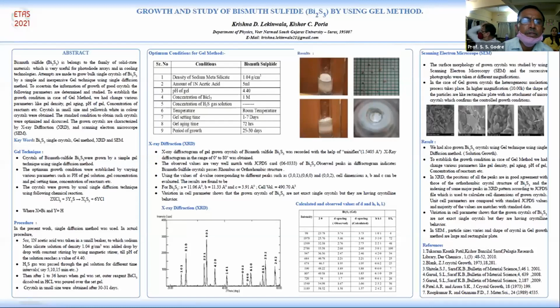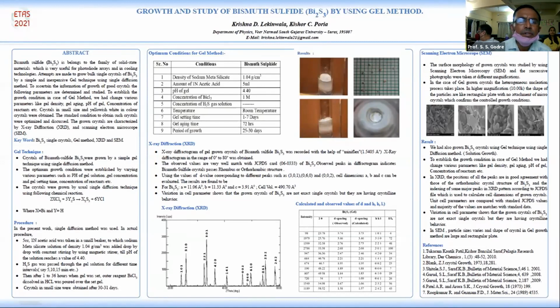Gel technique. Crystals of bismuth sulfide were grown by a simple gel technique using a single diffusion method, and the optimum growth conditions were established by varying various parameters such as the pH of the gel solution, gel concentration, gel setting time, etc. And the crystals were grown using the chemical reaction 2BiCl3 plus 3H2S equals Bi2S3 plus 6HCl.